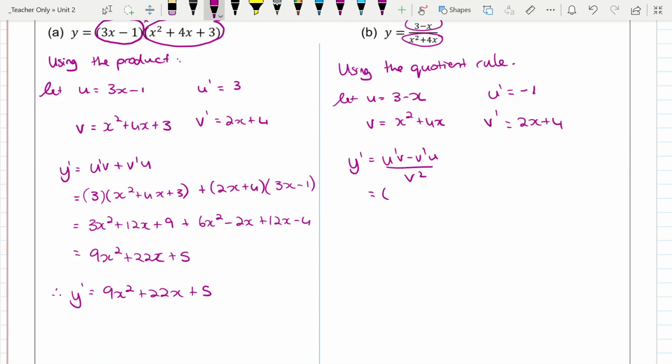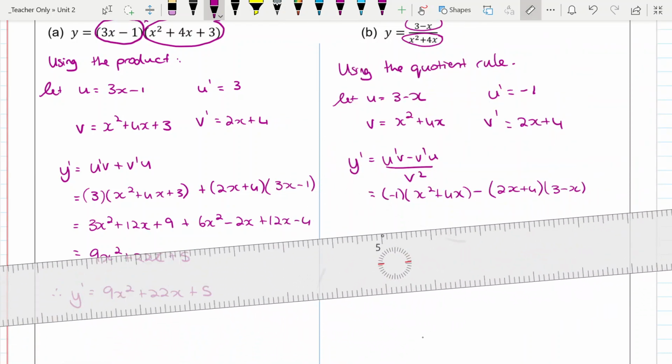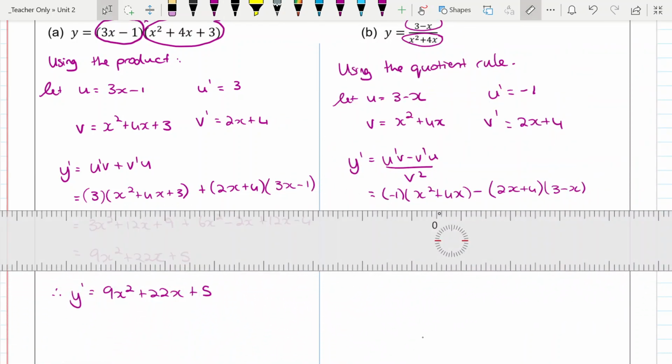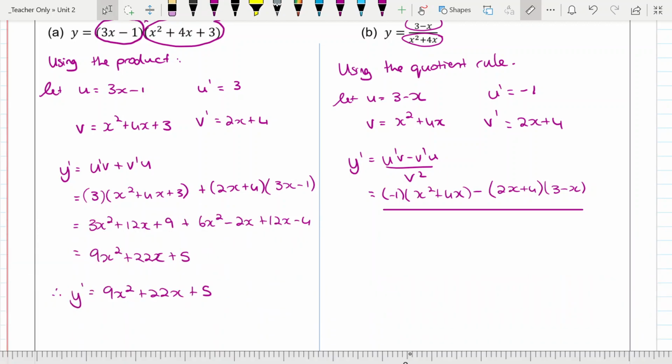So u dashed is negative 1 times x squared plus 4x. Be careful with your signs with this one, because often you've got negatives in your derivatives as well. Minus 2x plus 4 times 3 minus x. And often you get a very long vinculum with these. And v squared is x squared plus 4x all squared.